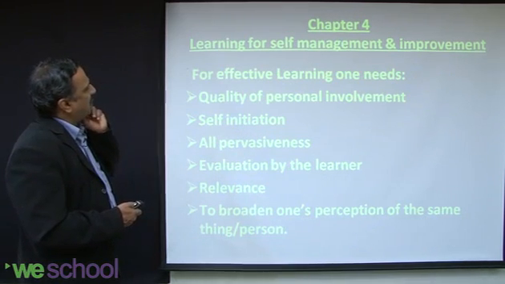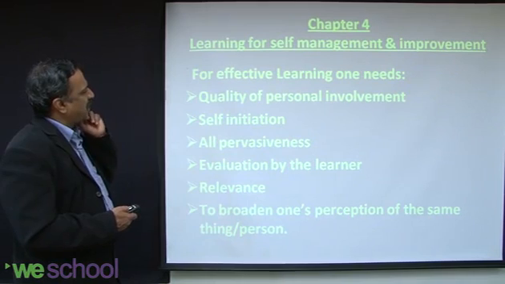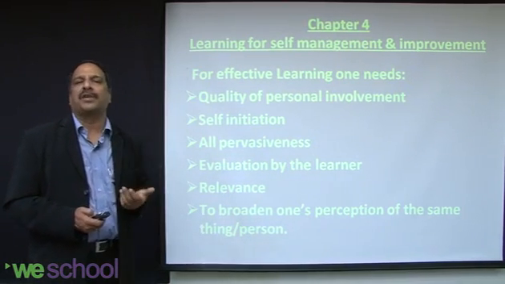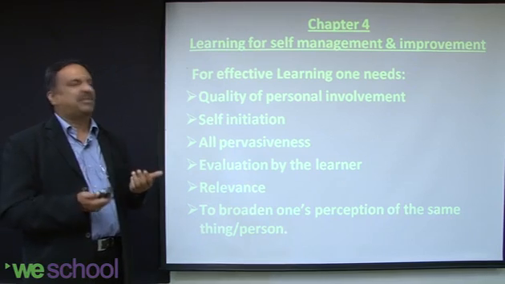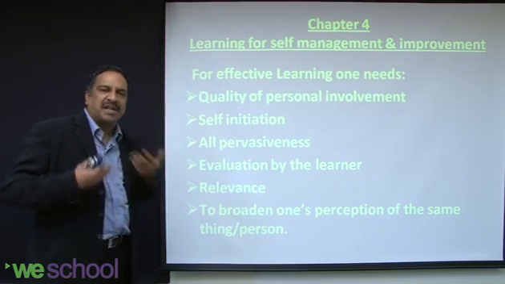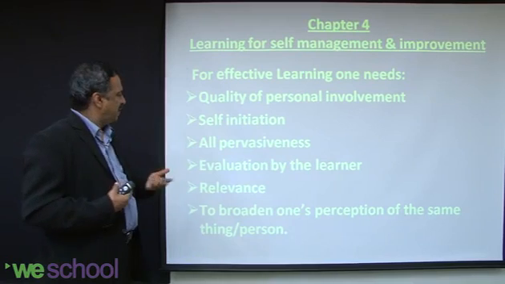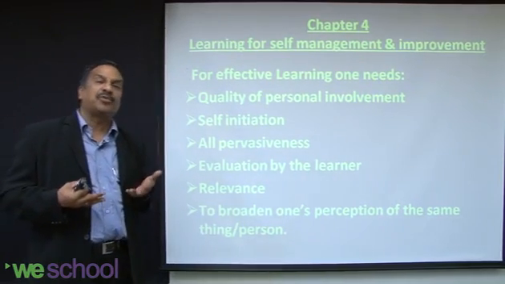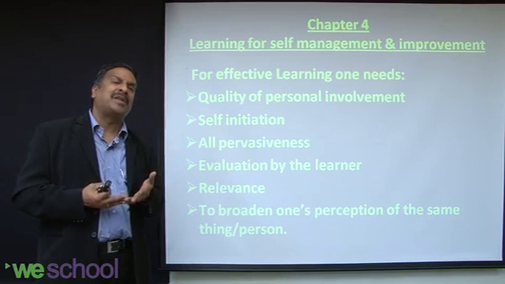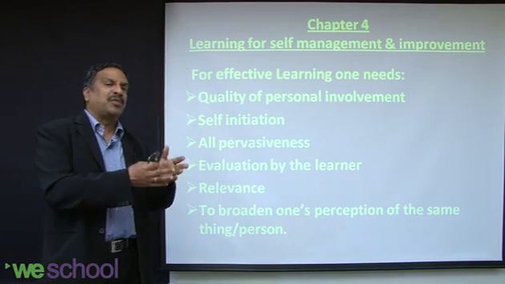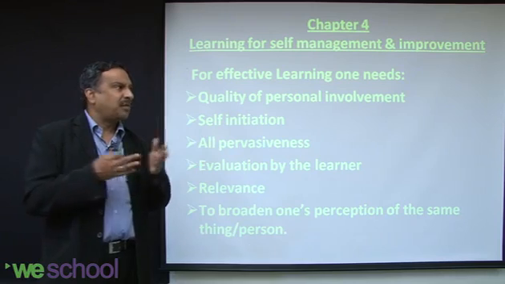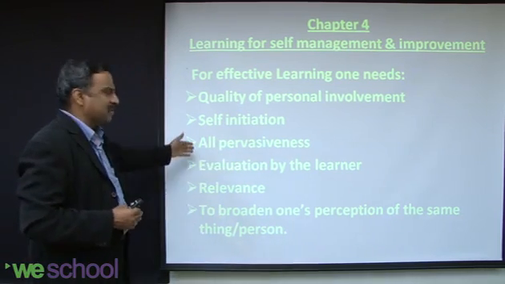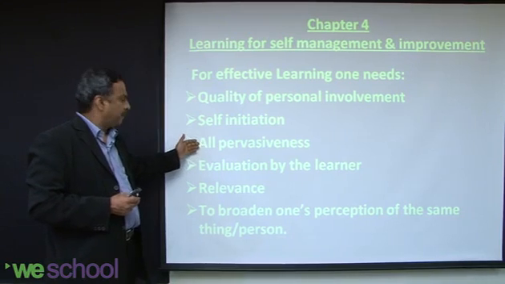For learning to be effective, we need a few personal qualities. The quality of personal involvement should be high. I must have a very high quality of personal involvement, willing to learn. I must be self-initiated, self-driven. It is all-pervasiveness. I should be a learner for all times, at every place. People learn only a few things and other things they don't learn. If I'm an all-life learner, all pervasive, everywhere it is pervading, then it becomes a better thing for me.